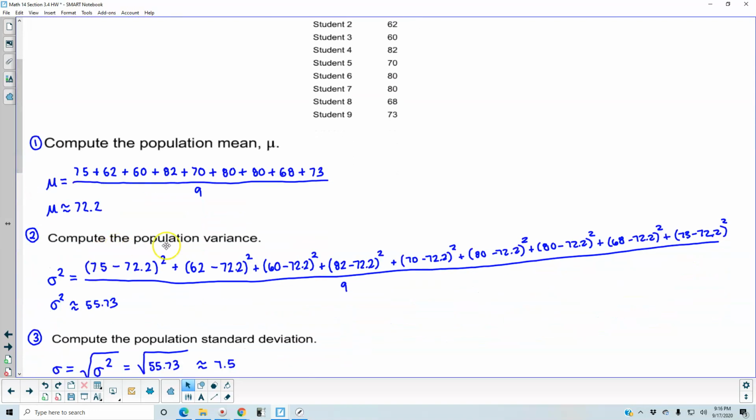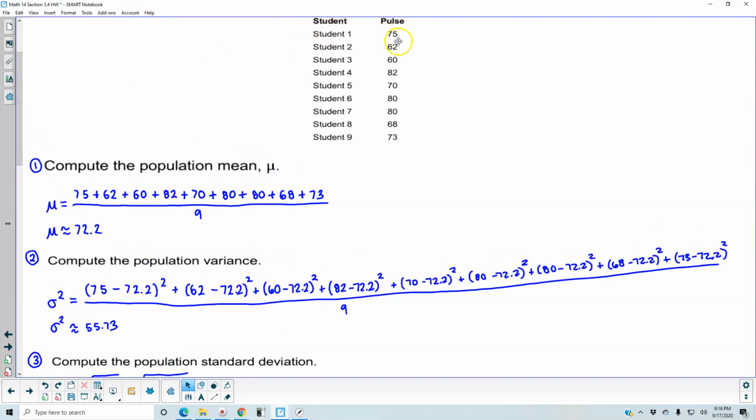Then we want to compute the population variance. Well, the variance is taking the data value, so 75, subtracting the population mean and squaring it, plus, again, the next data value, 62 minus 72.2, and squaring that, and so on. So we keep taking those data values, subtracting the population mean and squaring. We add them all up and divide by 9 to get the variance of 55.73.